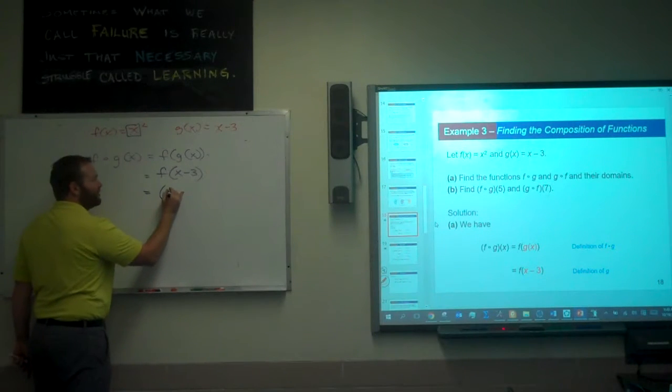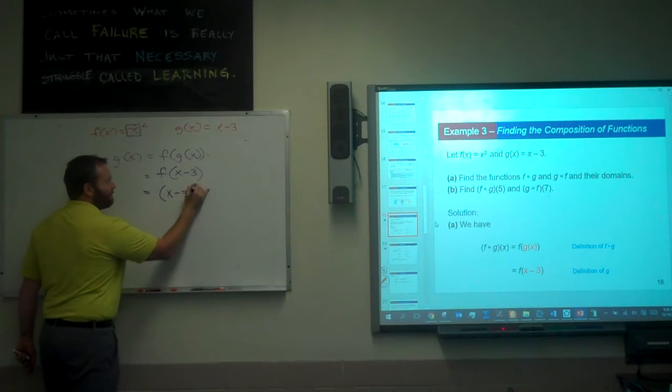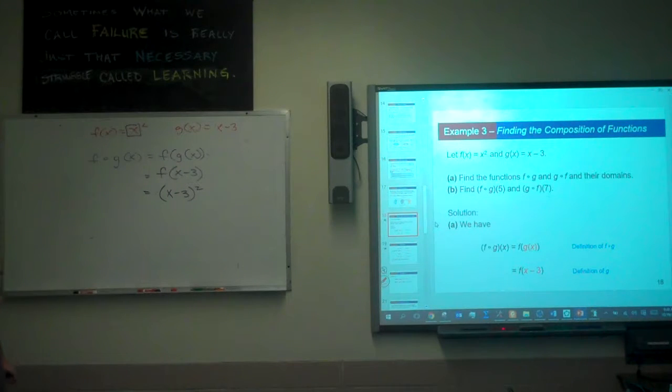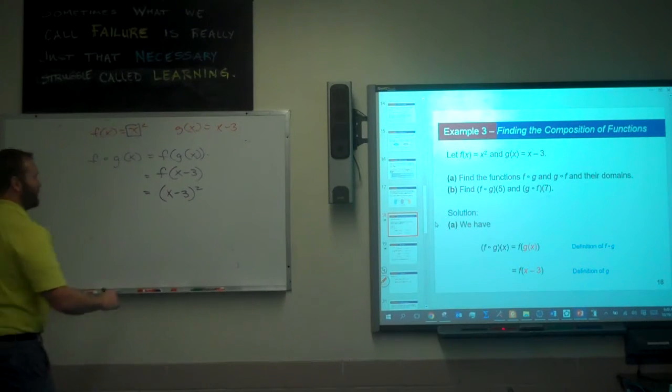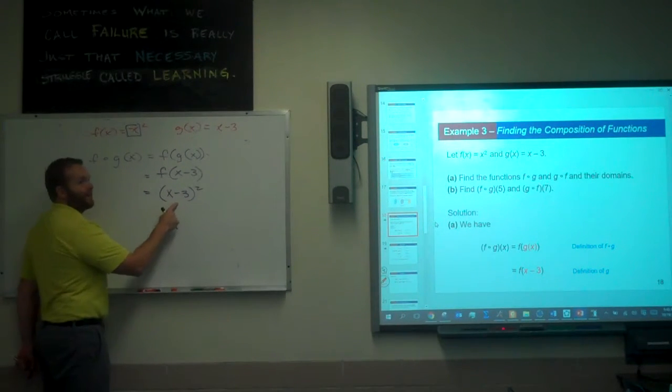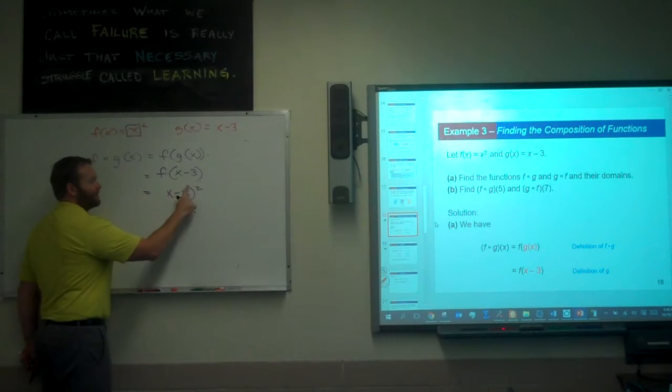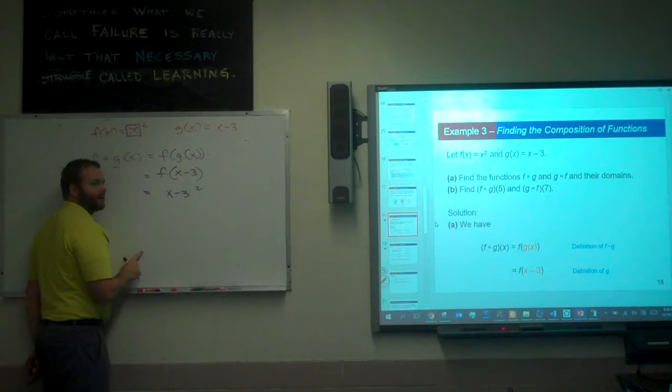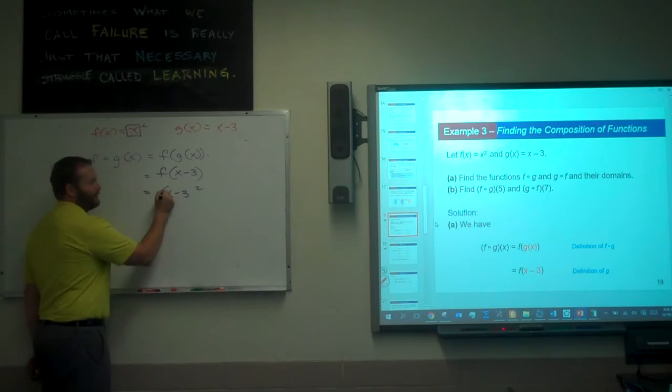So whenever you're substituting a quantity, make sure you put it in parentheses. Okay? Because if I don't put it in parentheses, understand what that means? That means x squared minus 6x plus 9, right? If I don't put it in parentheses, it just means x squared minus 9, right? That means a line. This is a parabola. The parabola is what we want.